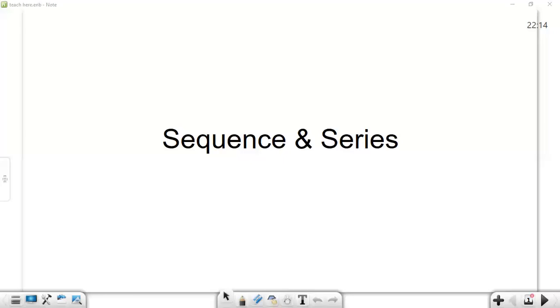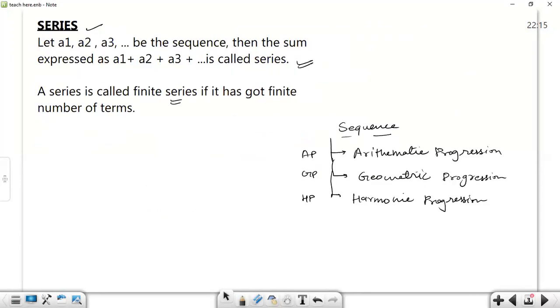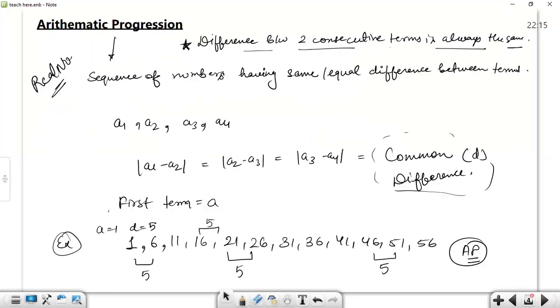Arithmetic, the first lecture. Let's continue the same. We studied about sequence and what is series. We are discussing what is an arithmetic progression.